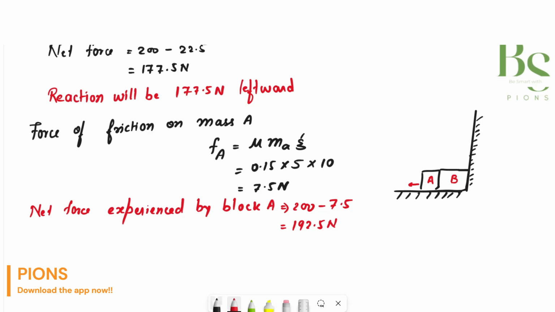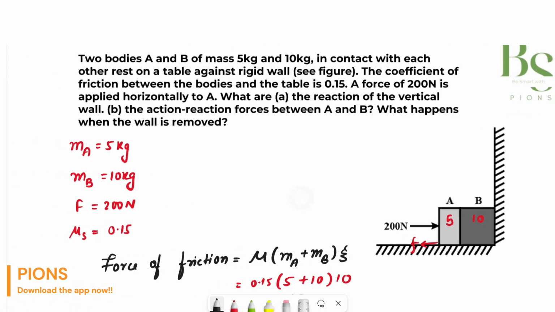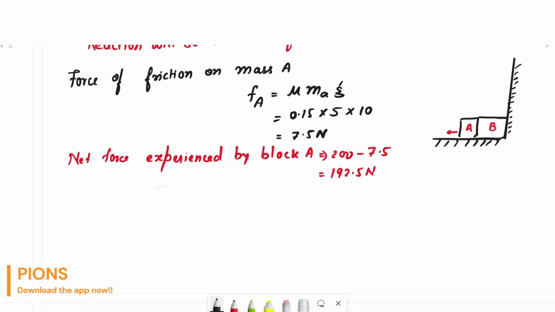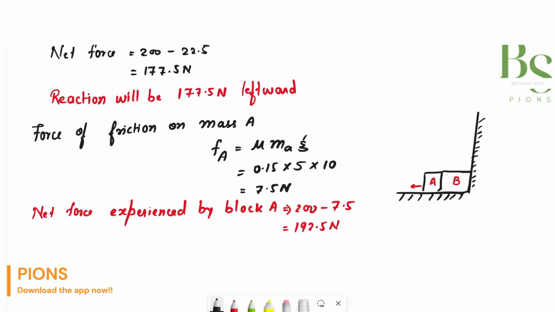Now, let's move to the second part, which asks what happens when the wall is removed from this whole system. If the wall is removed, then both the blocks will move to the right. So what is the net force experienced by both of them? The net force experienced by both of them will be 177.5 Newton, if the wall is removed.